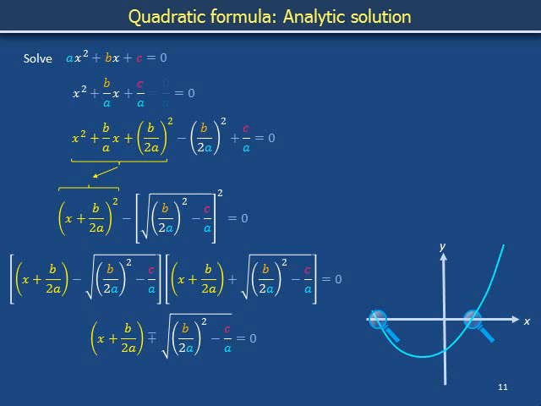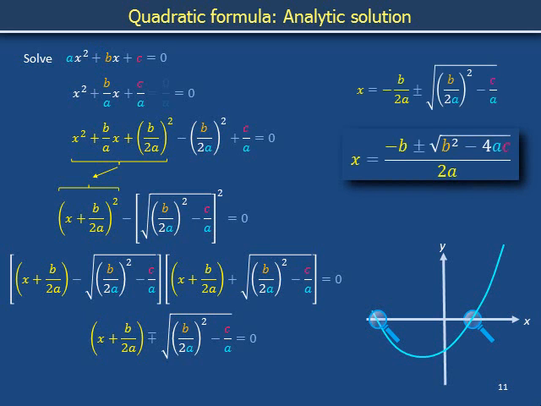Move the yellow b over 2a and the radical to the right. Write the expression out over a single denominator 2a to obtain the usual form of the quadratic formula. If the function whose association rule is y sub quad of x equals ax squared plus bx plus c intersects the x-axis at two points, we can use the quadratic formula to find those roots.